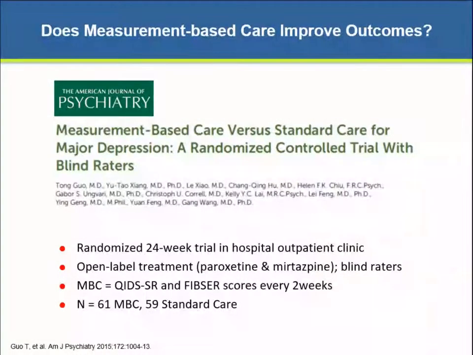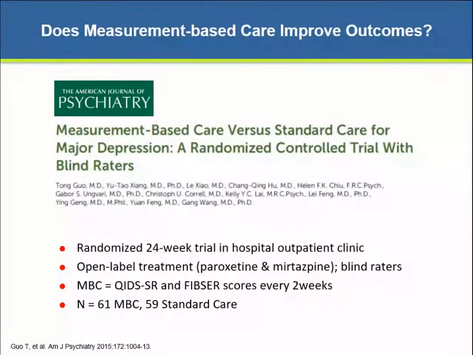Many studies have now shown that measurement-based care can improve treatment outcomes for patients with depression. For example, this excellent study was conducted in China by this group of investigators and published in the American Journal of Psychiatry. It was a randomized controlled trial of patients with depression treated in a hospital outpatient clinic. All patients were treated with open-label antidepressants, including paroxetine and mirtazapine, but the ratings of the patients were done by blinded raters.